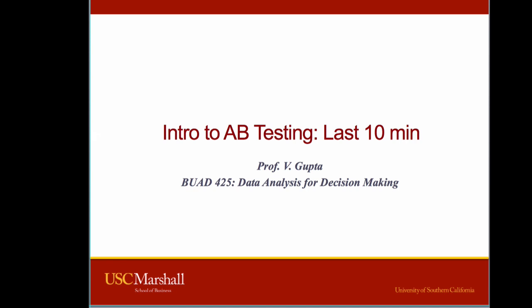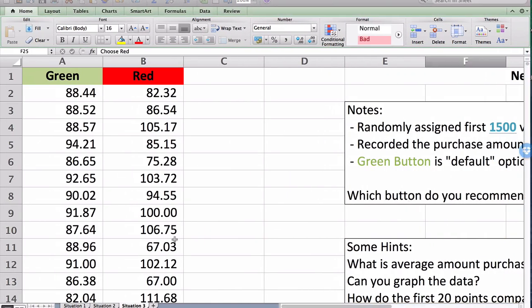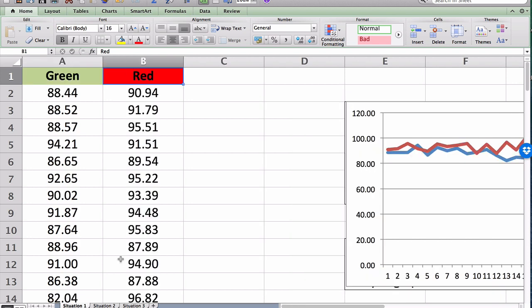In some of my sections, I had to rush through the last 10 minutes, and I wanted to just review them for everyone so that you had some time to look at them on your own. Just as a reminder, where were we in class? We were looking at this situation of the red button, green button, and which one we should choose.